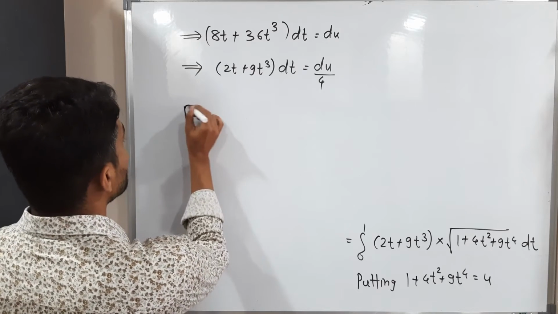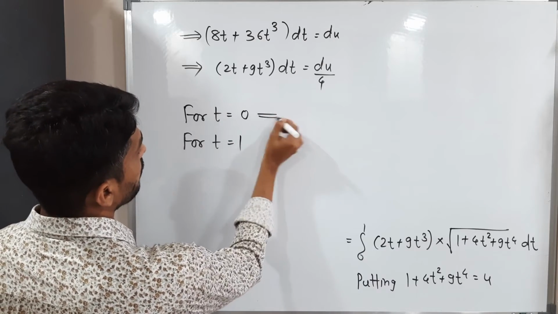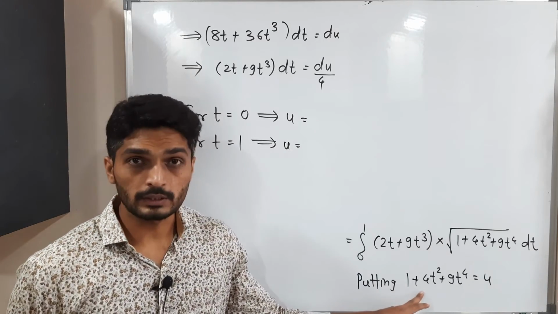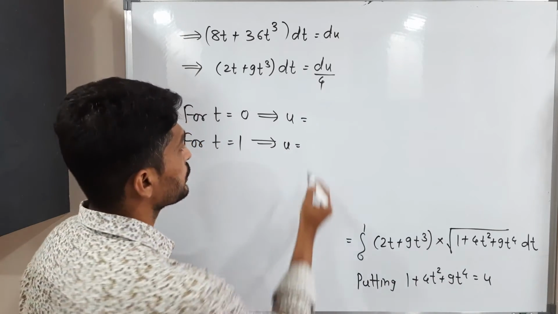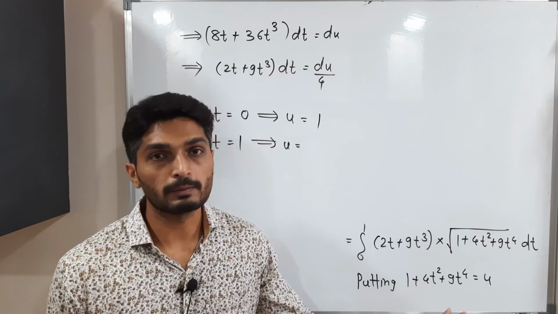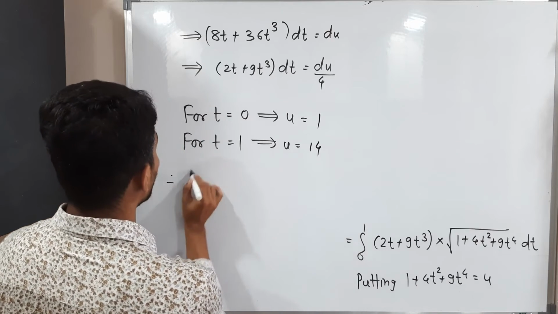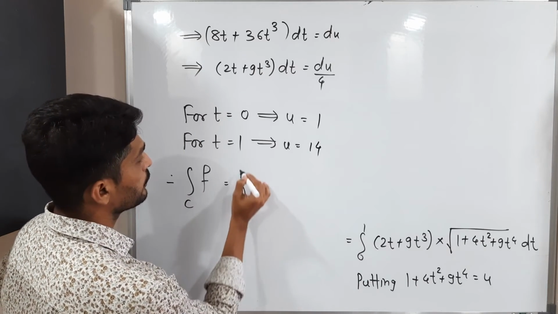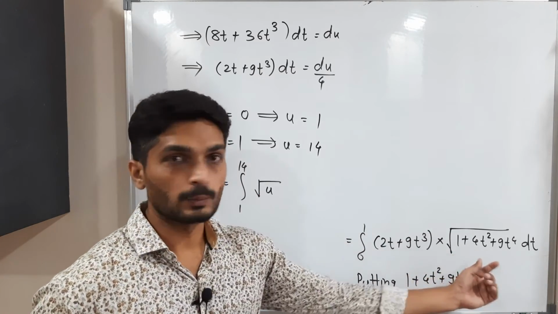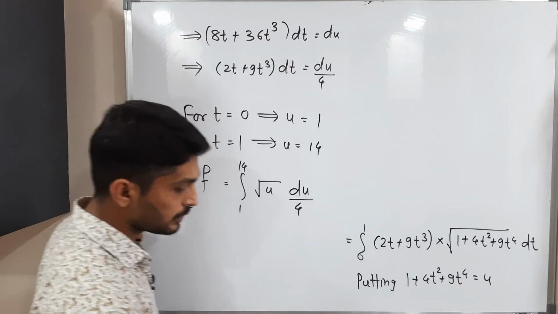The second task is to find limits for t equal to 0 and t equal to 1. Let us find the value of u. If I put t equal to 0 here, 1 plus 0 plus 0, that means u is 1. If I put t equal to 1 here, 1 square, 1 cube, all of them are 1, so 1 plus 4 plus 9, which is 14. So limits are 1 to 14. Therefore, the integration of f over C is the integral from 1 to 14 of square root of u, and this bracket into dt is nothing but du by 4. Let me remove this part, it is not required now.